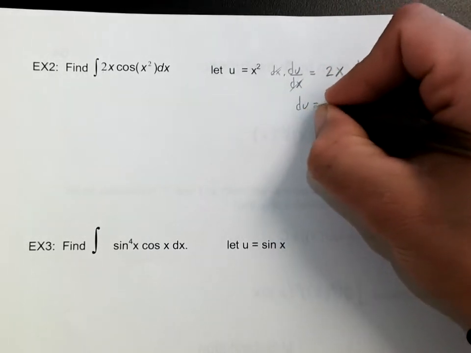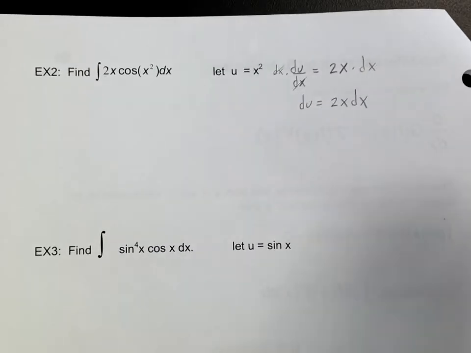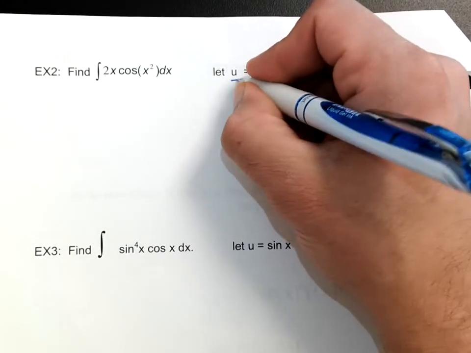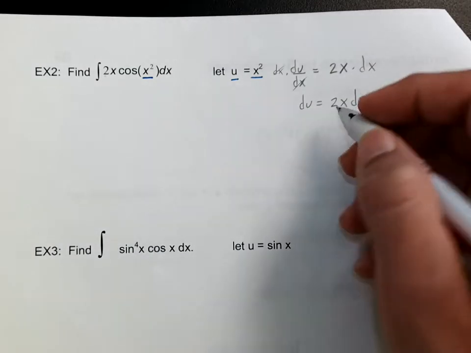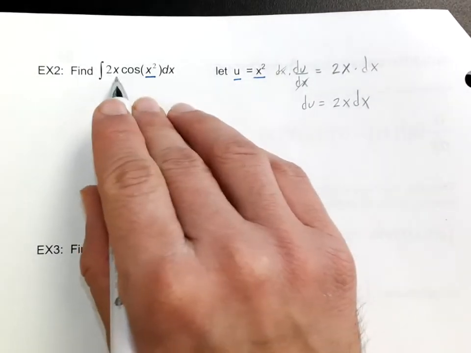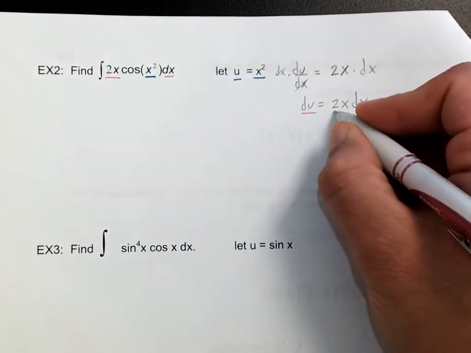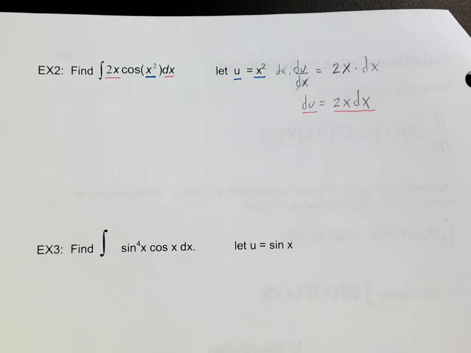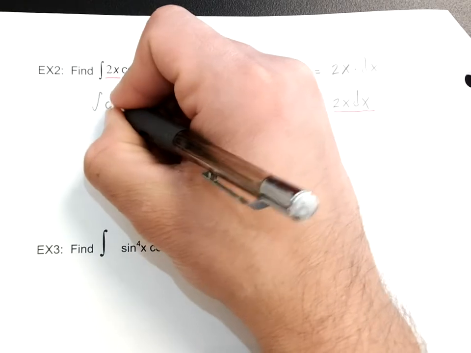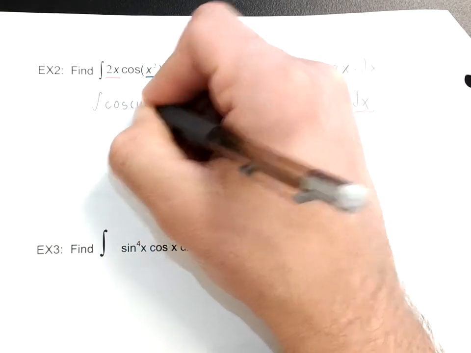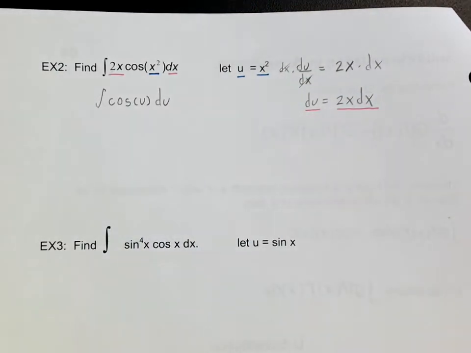So du is equal to 2x dx. And one more time, I want to replace x squared with u. So x squared is going to be u now, and 2x dx is going to be du. So I'm going to rewrite this like this. We have cosine of u du. And now this is a whole lot easier to integrate.